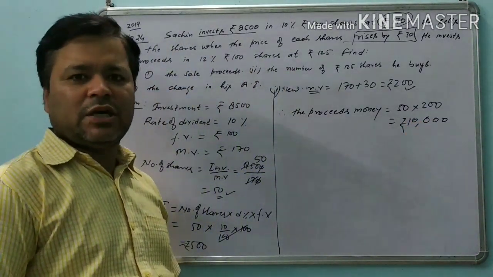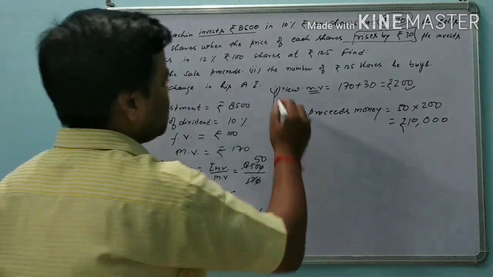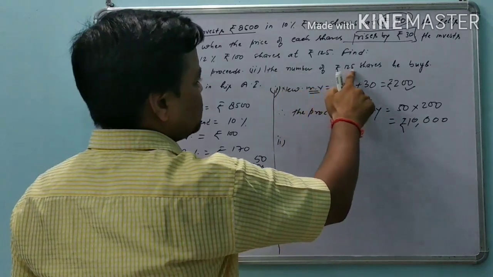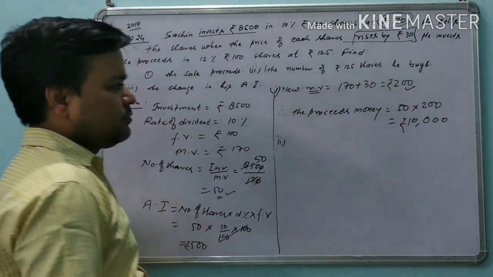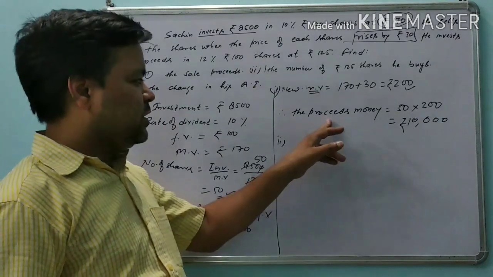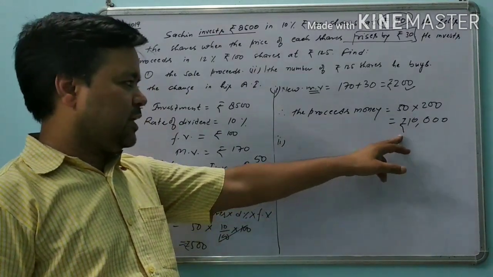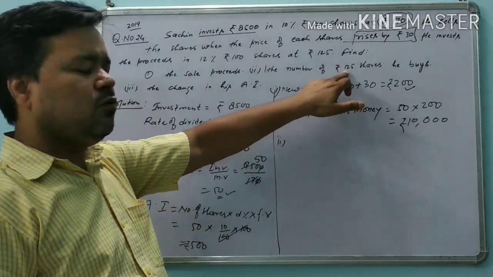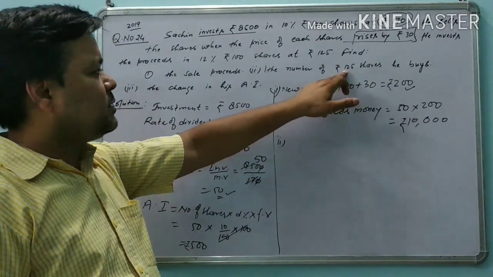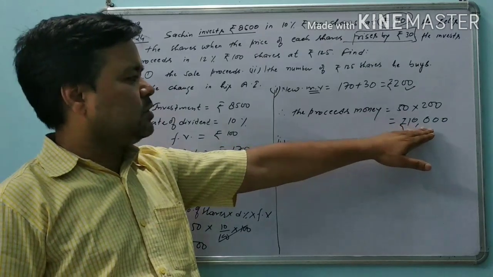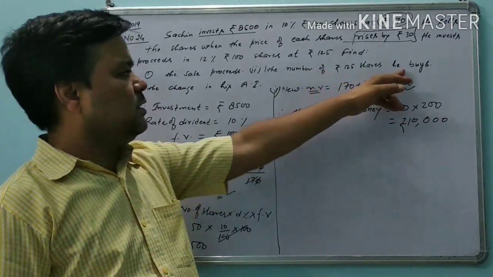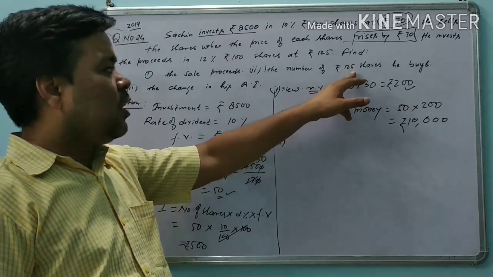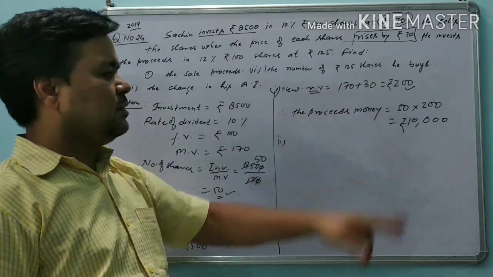Now the second part of the question is the number of rupees 125 shares he buys. It means this proceeds money is invested in another company whose market value is 125 per share. Whatever money, 10,000, he wants to invest in the other company whose market value is 125, in this company how many shares can he buy?